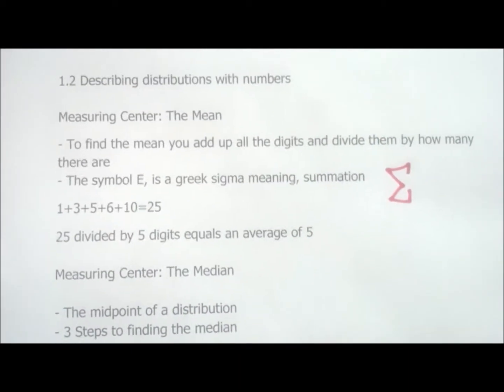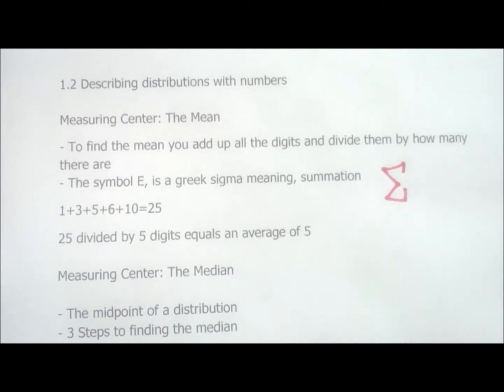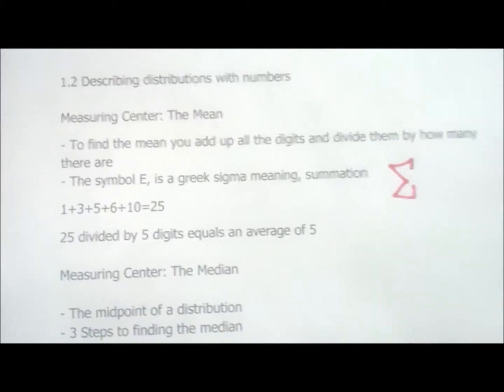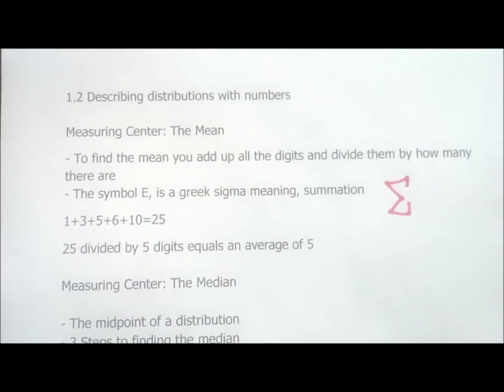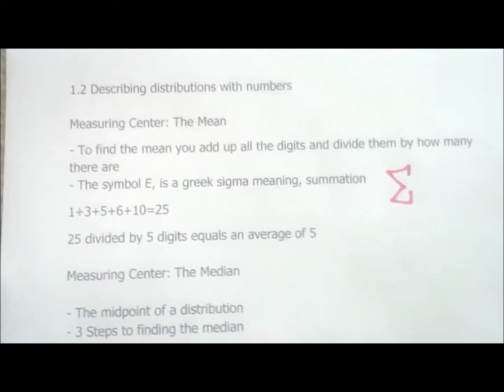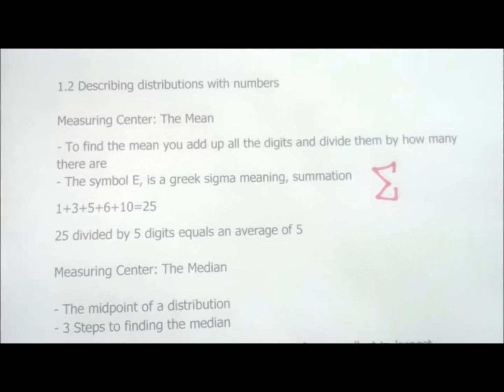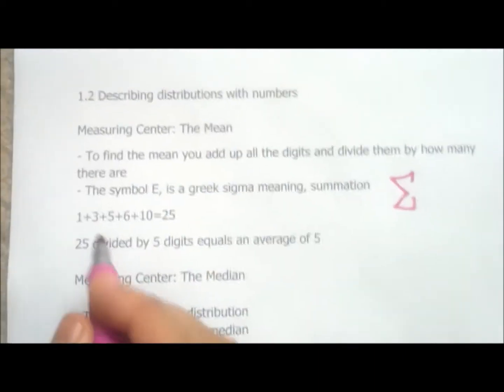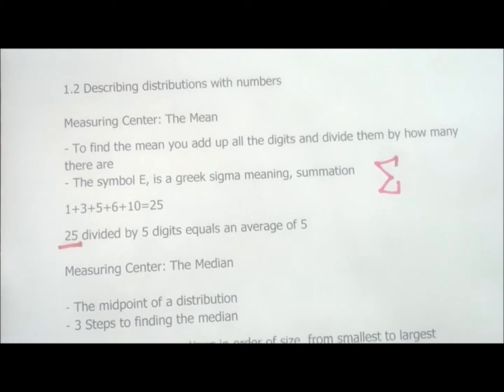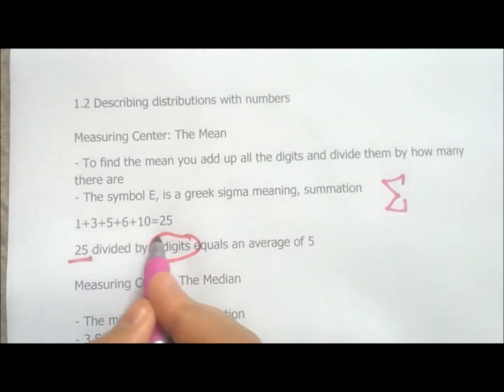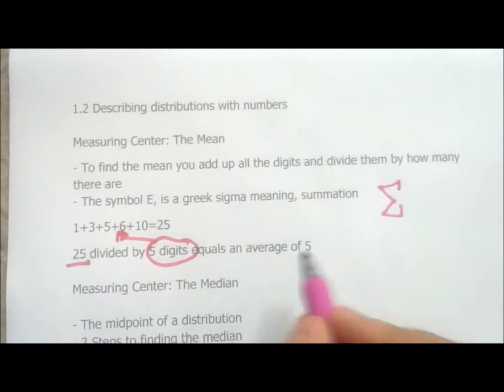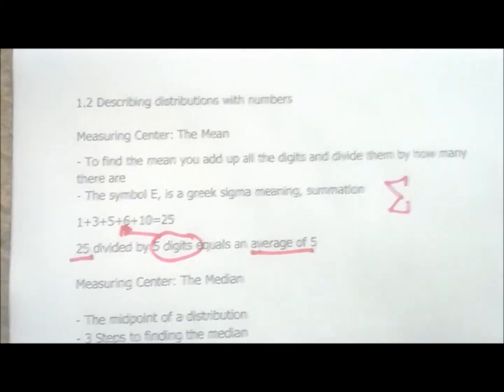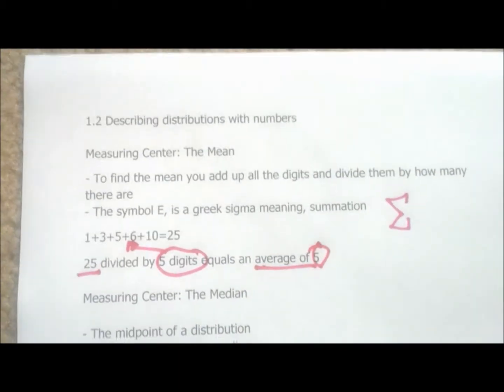Probably not as ugly. Now, for us to find the mean, all you have to do is add up all the numbers and divide the total by how many numbers there are. So when you add 1, 3, 5, 6, and 10, you get 25. You divide it by the 5 digits that there are, and the average of this set of numbers turns out to be 5.